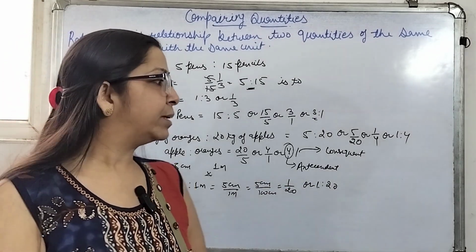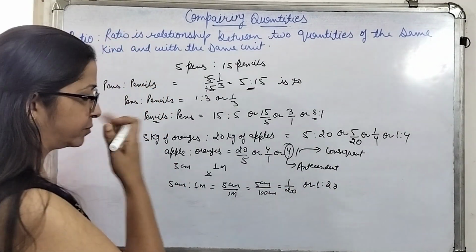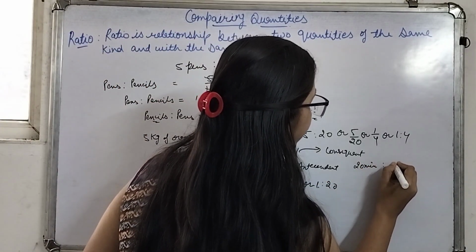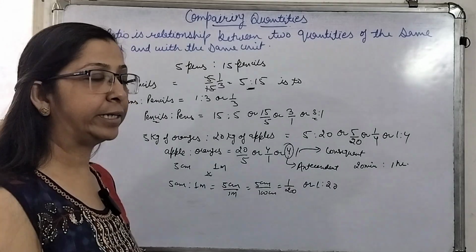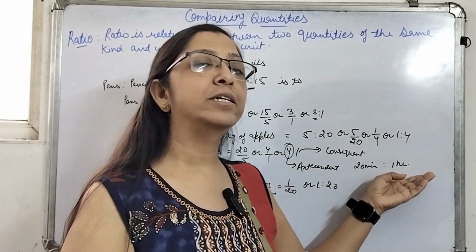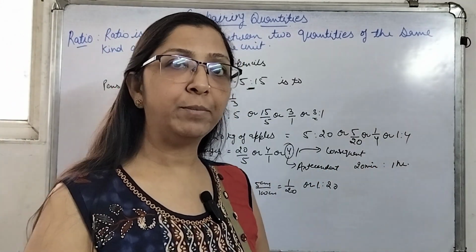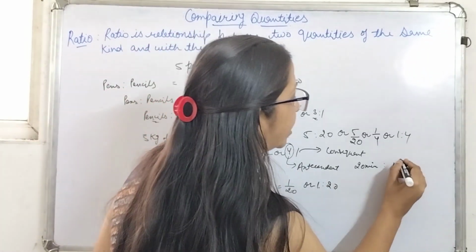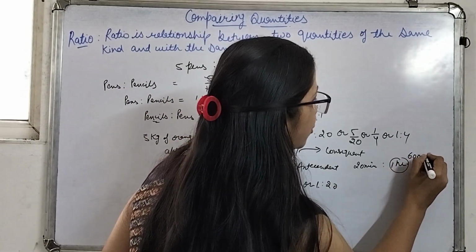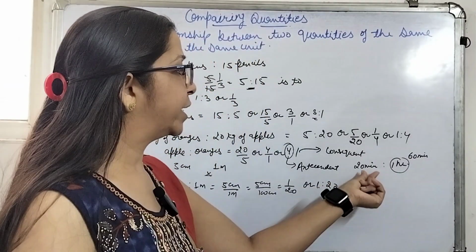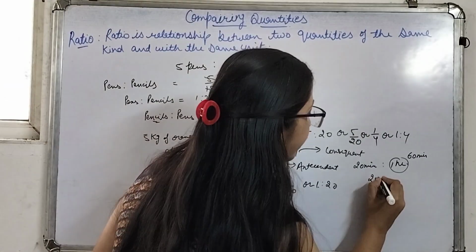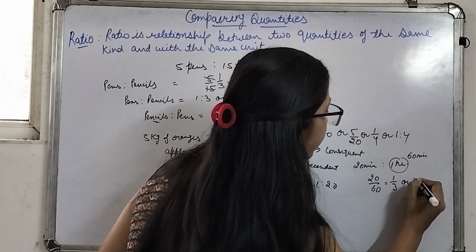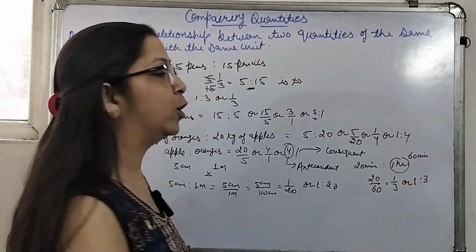Similarly, if I take an example, say 20 minutes and 1 hour. I need to compare these two quantities. One is 20 minutes, another is 1 hour. Again, the units are not the same. So first of all, I'll convert them into the same units. 1 hour can be written as 60 minutes also. So the ratio of these two will be 20 over 60, or we can say 1 upon 3, or 1:3. Anyhow, we can write it.